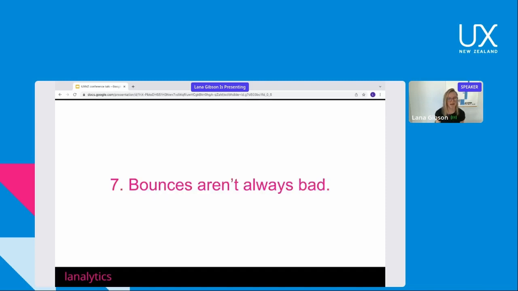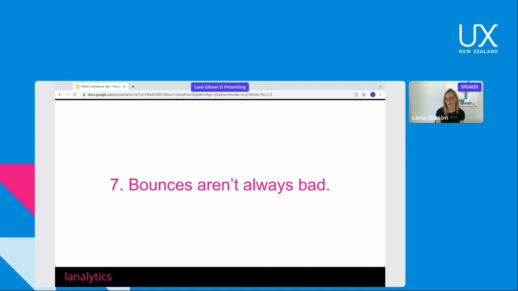Number 7, bounces aren't always bad. Now, senior management often want really clear-cut success measures, black and white measures that show if the site's working or not. And I always try to pull people away a little bit from that, because things change and context changes month to month. You've got different seasonal trends, different users. And so I always try to provide context with data and not focus too much on individual metrics. And bounces are a good example of this.